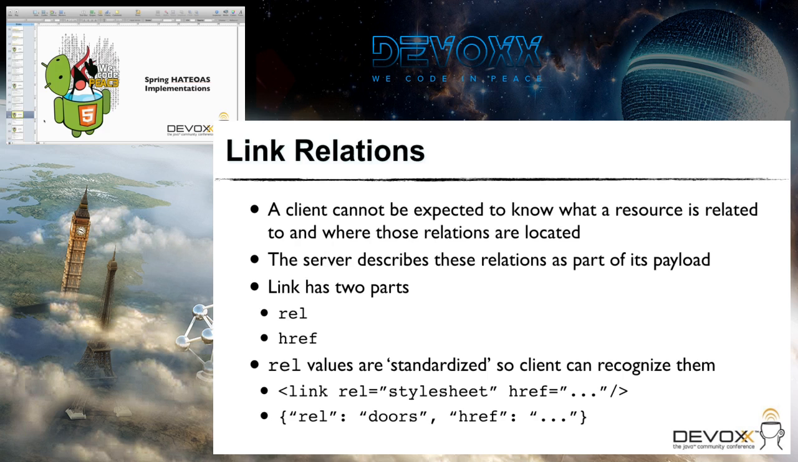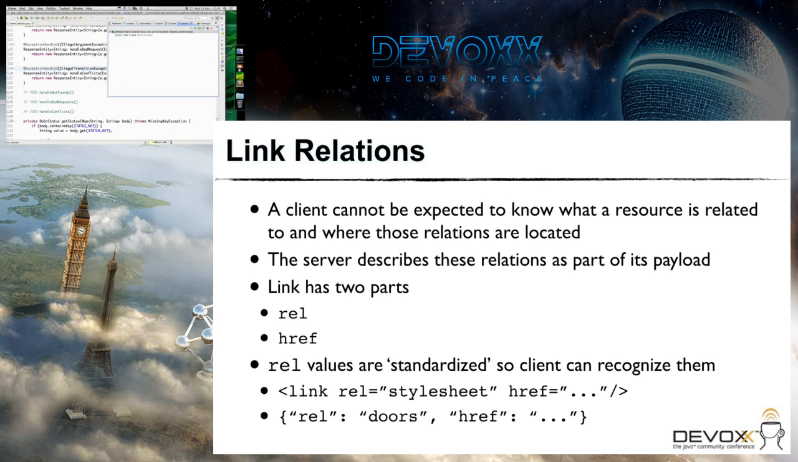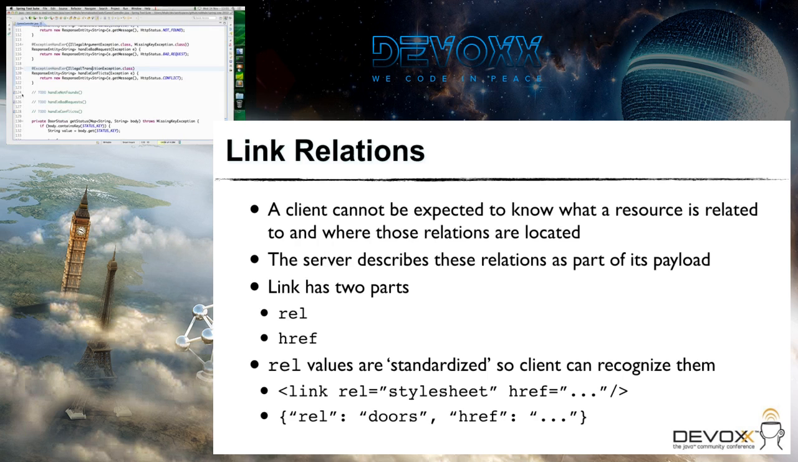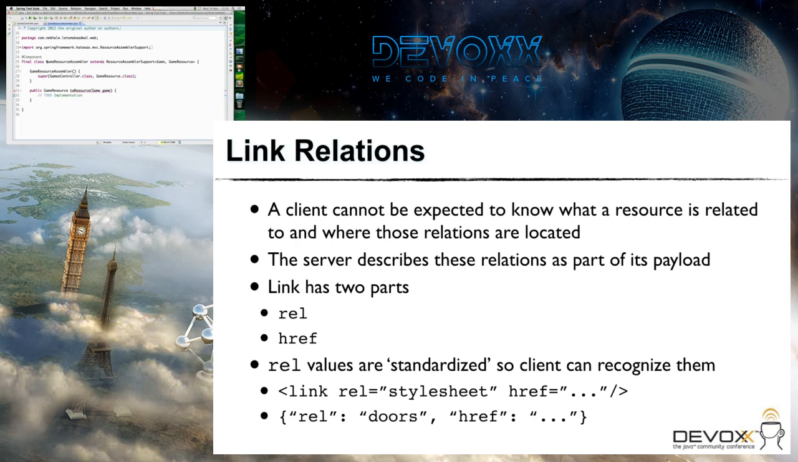So Spring HATEOAS is basically, sorry, let's go back to this side, an attempt to help you do this kind of stuff, right? We know that you want to have this hypermedia as the engine of application state. How can Spring make it easier for you to do that? And so we have some implementations of this. So in this particular case, we need to create a game resource.